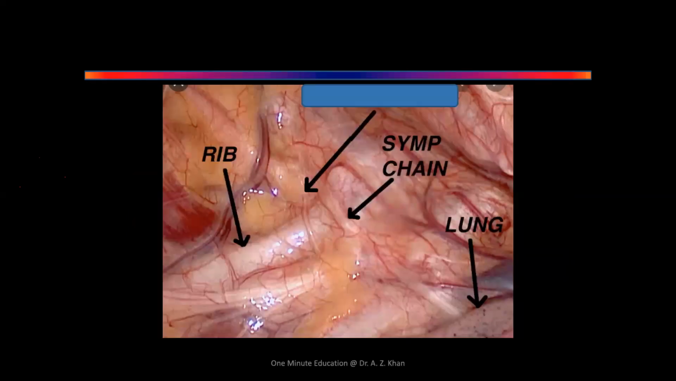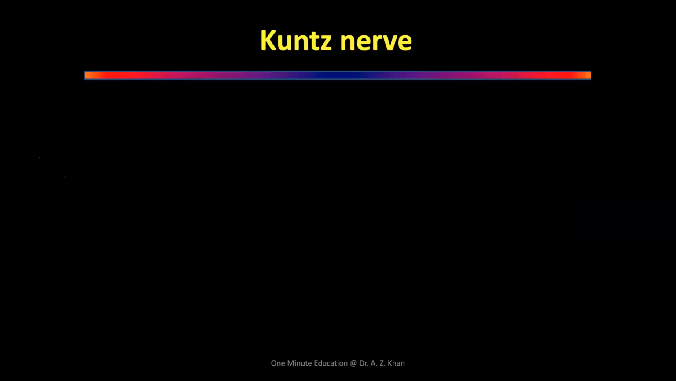Okay, what is the blue arrow, the blue mark? Yes, sir. Okay, it's the Kuntz nerve. Okay, and you've got to tell me one more line about the Kuntz nerve. What is the importance of the Kuntz nerve? So I'll stop and you write down one more line. Why do you need to know the Kuntz nerve?